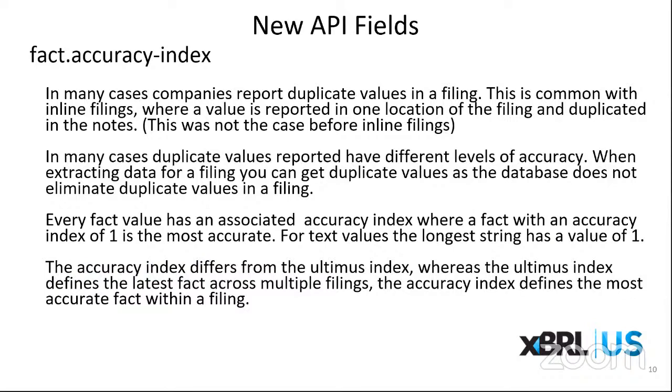The next item is a fact accuracy index. This was added because most of the filings now coming into the SEC are what's called inline XBRL filings. There's only one XBRL document now, which is the same as the actual filing made by the company. So the same number can be reported multiple times in a filing. For example, cash. You can have the balance of cash on the balance sheet, in the cash flow statement, and maybe the value of cash in the notes. In some cases, that value for cash might be reported 3 times.